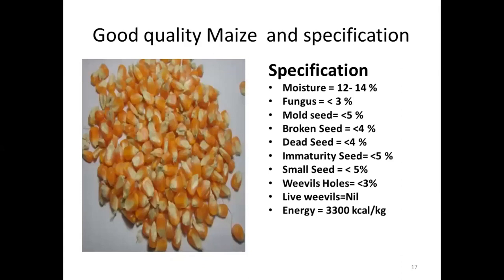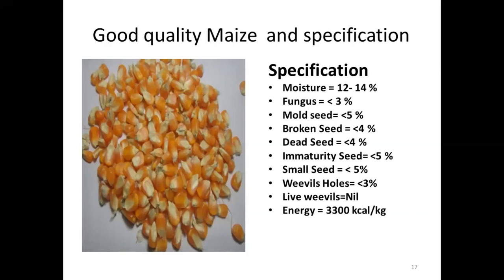So looking over the good quality of maize, if we find such type of maize with moisture below 15, or 12 to 14%, fungus less than 3%, mold seeds less than 5%, broken seeds less than 4%, dead seeds less than 4%, immature seeds less than 5%, small seeds less than 5%, weevil holes less than 3%, and there should not be any live weevils.